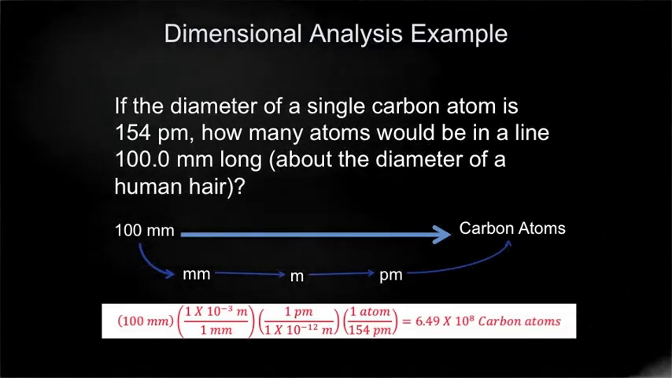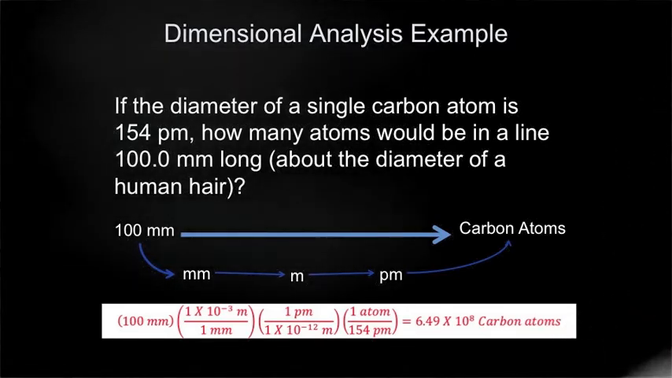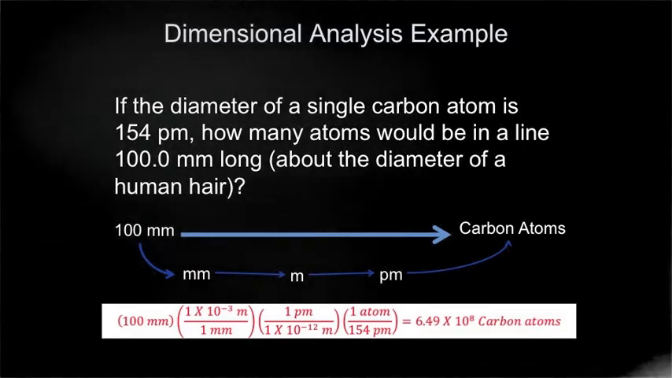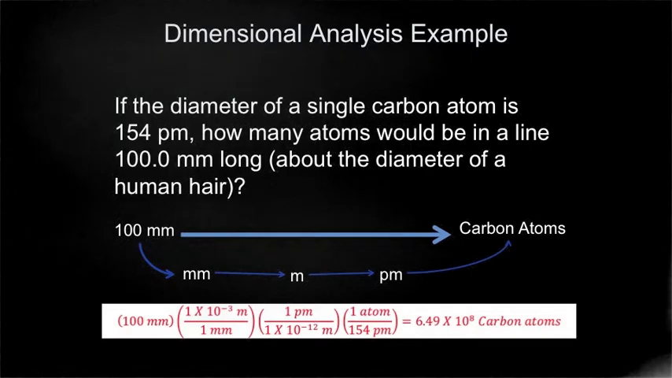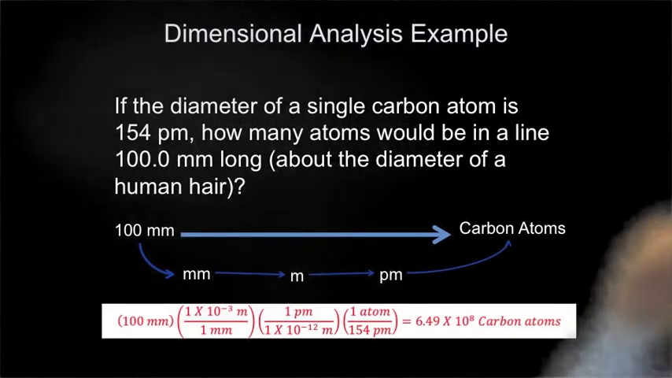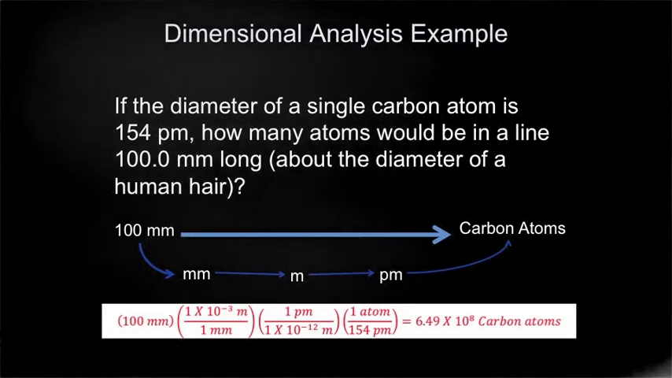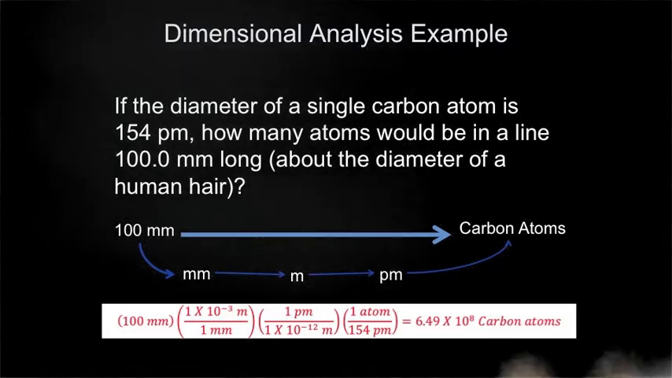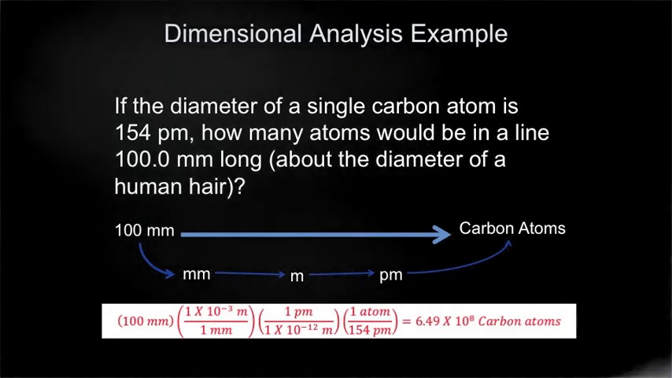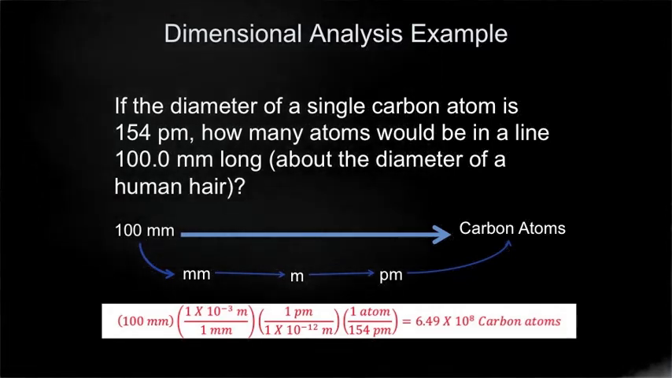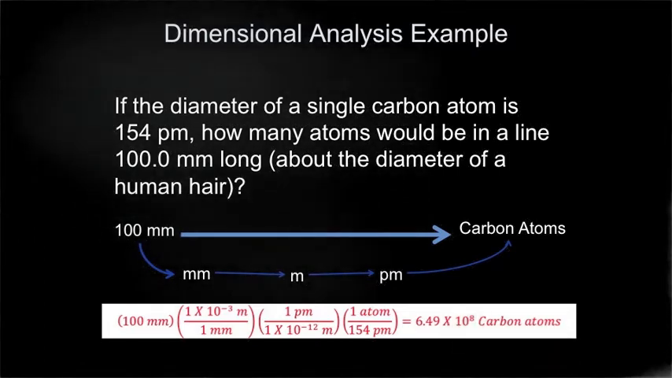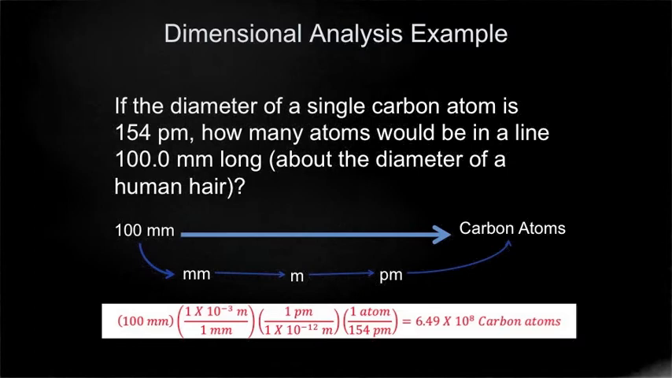So we can take the 100 millimeters, which is the length of the hair, times the conversion into meters. So 1 millimeter, which is on the bottom, is equal to 1 times 10 to the minus 3 meters. Since the millimeters are on the top and the bottom of the fraction, they cancel out. Now, we're going to convert from meters to picometers. So 1 picometer is equal to 1 times 10 to the minus 12 meters. Again, making sure that the units we want end up on the top, and the units we don't want end up on the bottom, because they will cancel out.